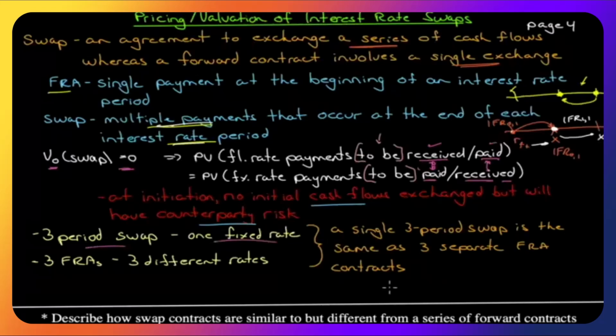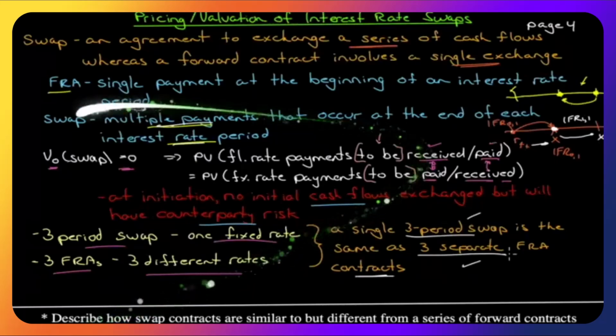A 3-period swap will have one fixed rate. 3 FRAs will have 3 different rates. There's the big difference between them. A single 3-period swap is the same as 3 separate FRA contracts. We've already shown that in the first couple of screens, that if we used multiple FRAs, as opposed to just one swap, we come to the same conclusion. Rather than having 3 separate FRAs, we can come up with a single rate for a 3-period swap that would make us indifferent between using the swap versus using 3 separate FRA contracts.